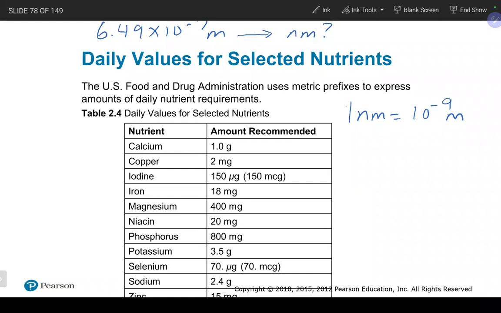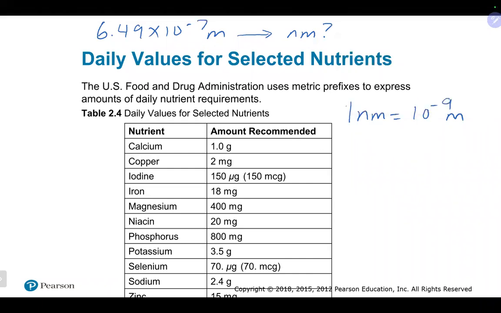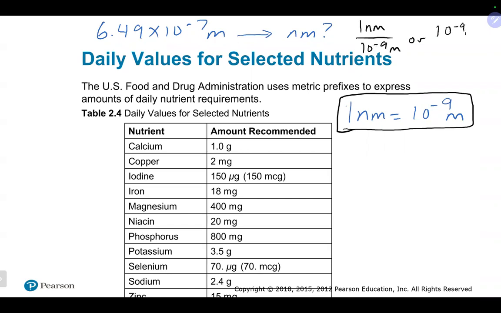Let's take a look. So in this case, we would use our proper equality here. And again, we could write basically two conversion factors. We could say 1 nanometer over 10 to the minus 9 meters, or 10 to the minus 9 meters over 1 nanometer. Once again, that basically is 1 times 10 to the minus 9, if you need to put that into your calculator. So we could do this dimensional analysis way and set it up with our units. We're starting on this side, 6.49 times 10 to the minus 7 meters.